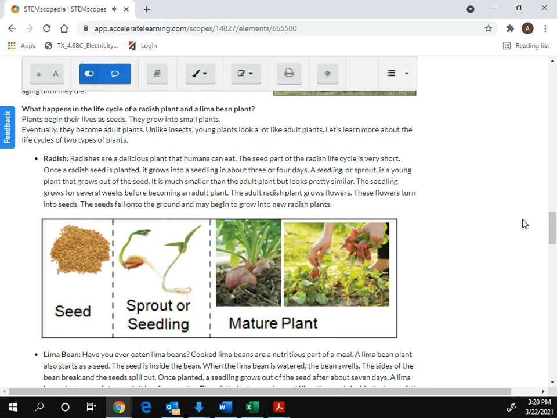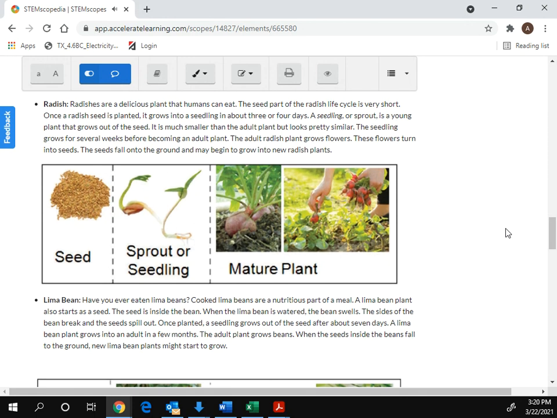Radish. Radishes are a delicious plant that humans can eat. The seed part of the radish life cycle is very short. Once a radish seed is planted, it grows into a seedling in about 3 or 4 days. A seedling, or sprout, is a young plant that grows out of the seed. It is much smaller than the adult plant but looks pretty similar. The seedling grows for several weeks before becoming an adult plant. The adult radish plant grows flowers. These flowers turn into seeds. The seeds fall onto the ground and may begin to grow into new radish plants.